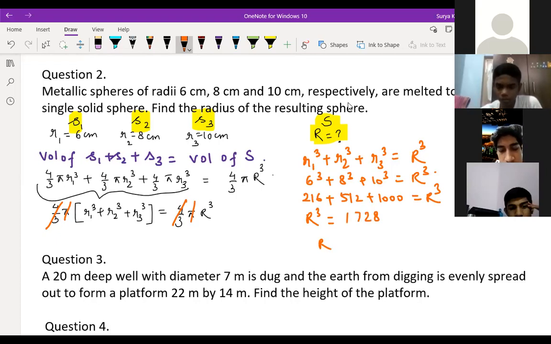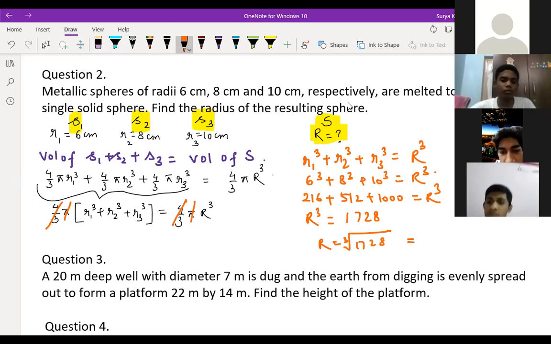So what is R? Cube root of 1728. Is it 12? Yes, sir. Answer is 12 centimeter. Like this only you should do, children. Try to make it easier.